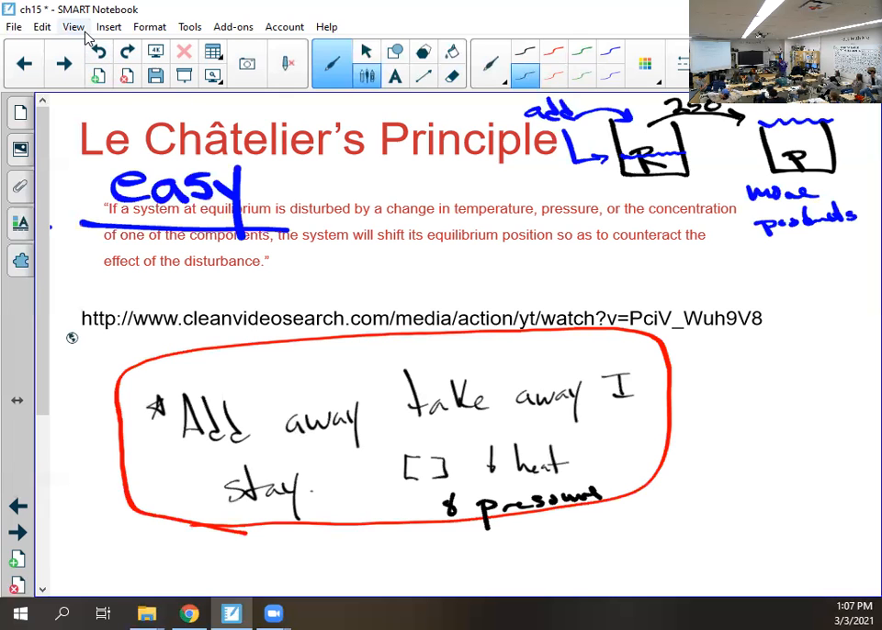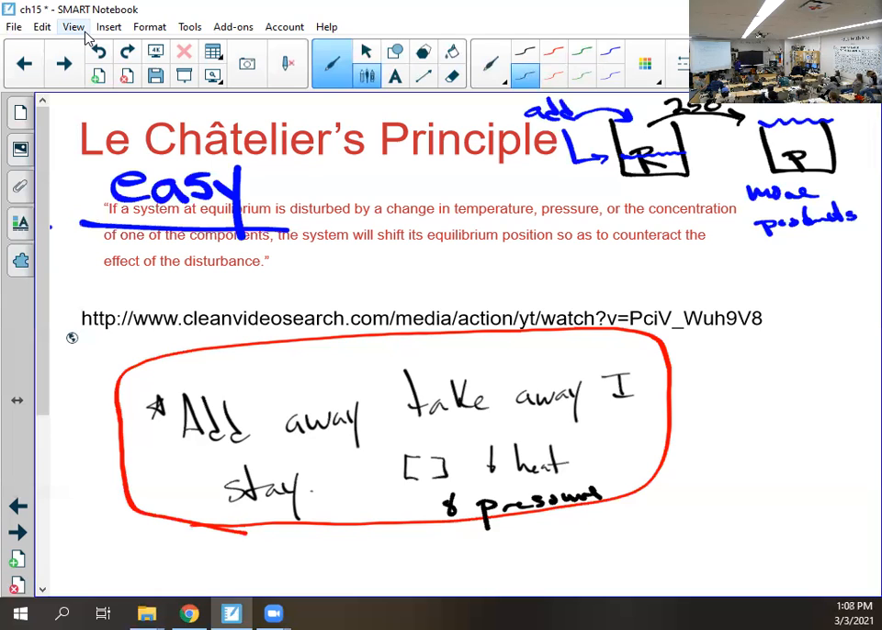If you will memorize this saying, you can get almost everything right. When you add, you always move away from where you added. If you take away, you always move towards the side you took away from. This is harder, but I'll do my best. So I've removed products. The system will oppose that action by producing more products. So the side I took away from, where does the water flow? Towards the same side I removed from.